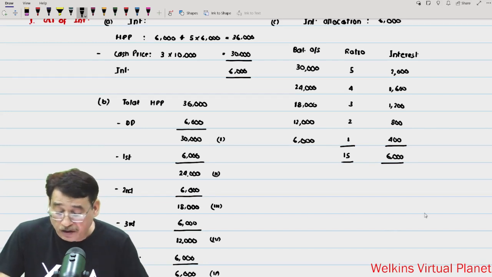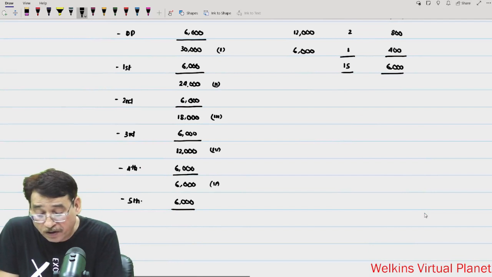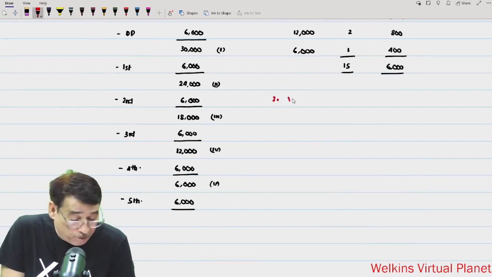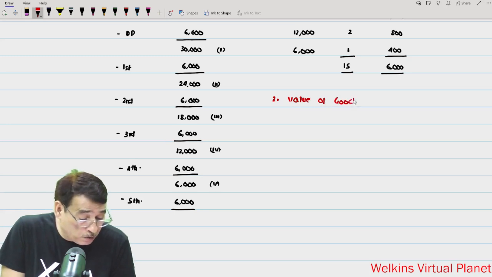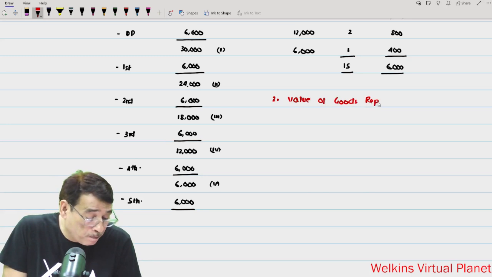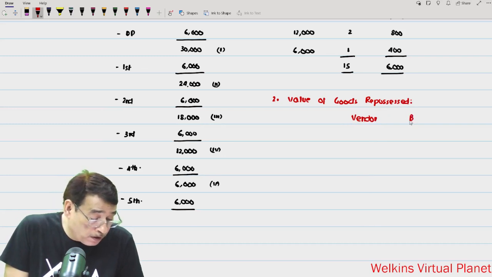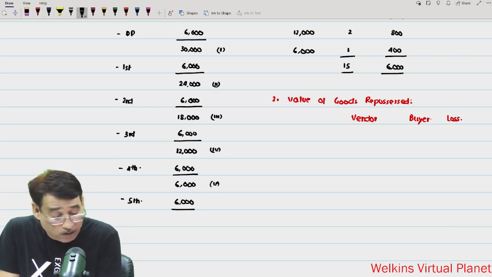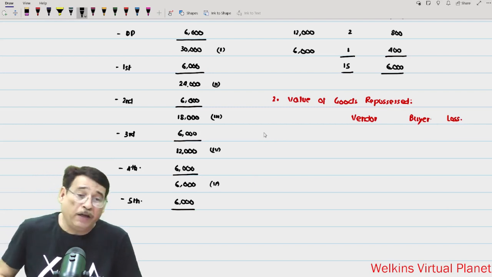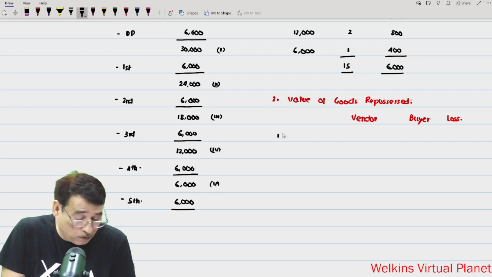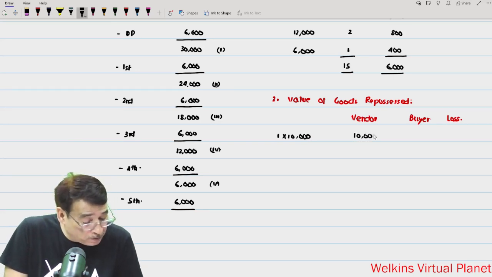After having determined the rate of interest, the next task is valuation of goods repossessed. This is your second step: value of goods repossessed. How are you going to do the valuation? Of course, vendor, then you are going to write here buyer, then you are going to write here loss. Correct? How many items have been taken back? Only one item was taken back. So 1 into 10,000, this is the cost price, that is 10,000.